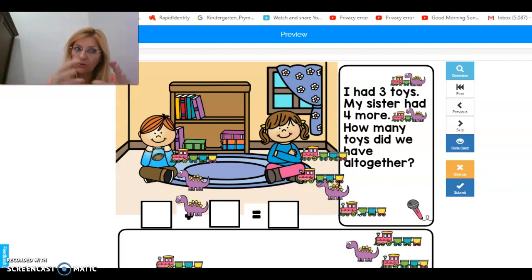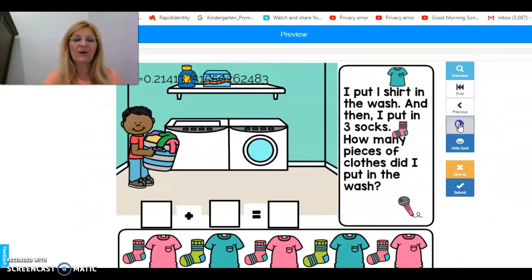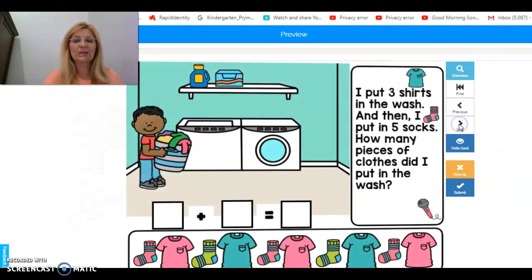So can you count all the toys together? His 3 and her 4 and tell me how many in all? Yes, I hope you said 3 and her 4 makes 7 in all. 1, 2, 3, 4, 5, 6, 7. Beautiful, boys and girls. Let's try one more.